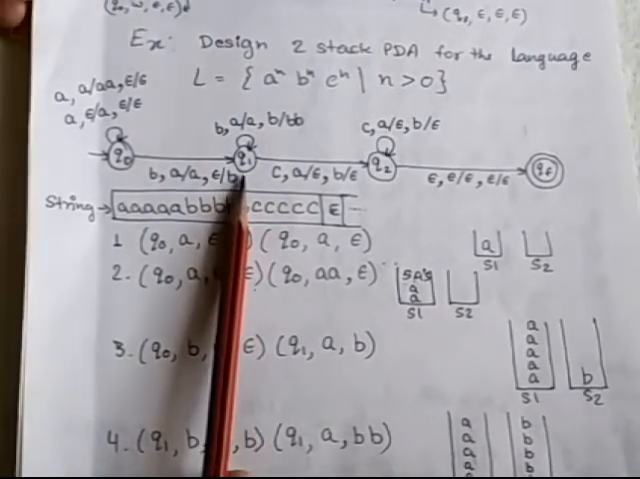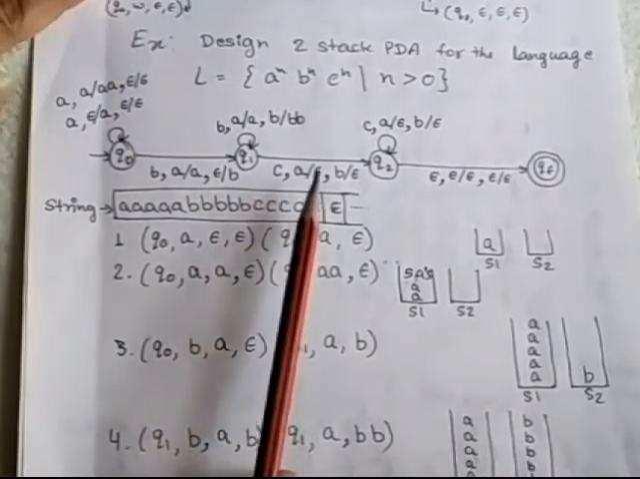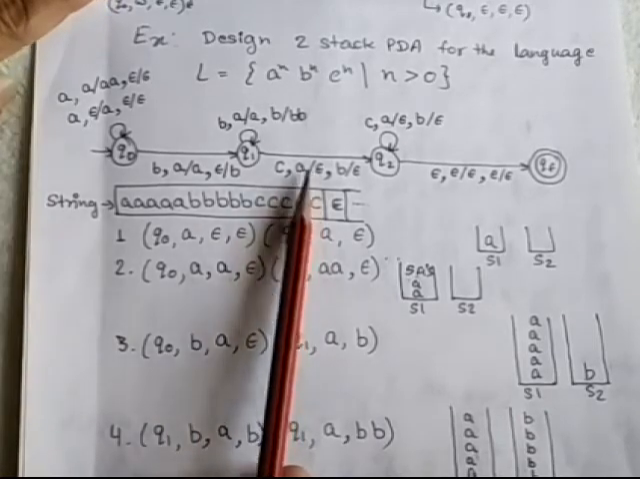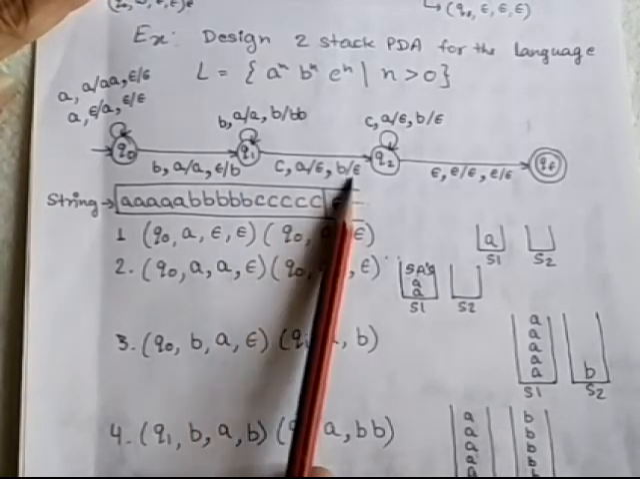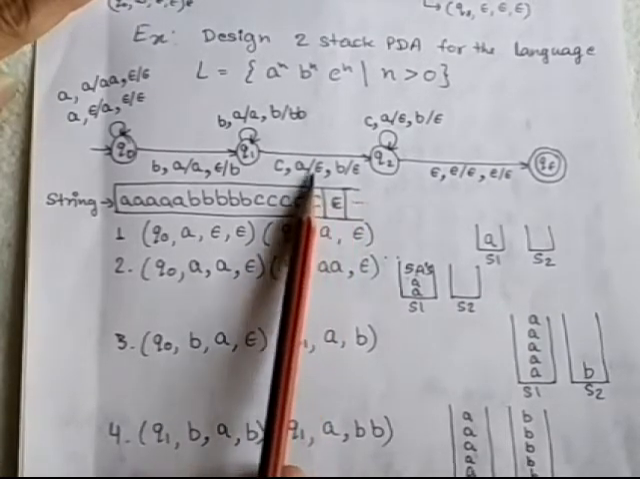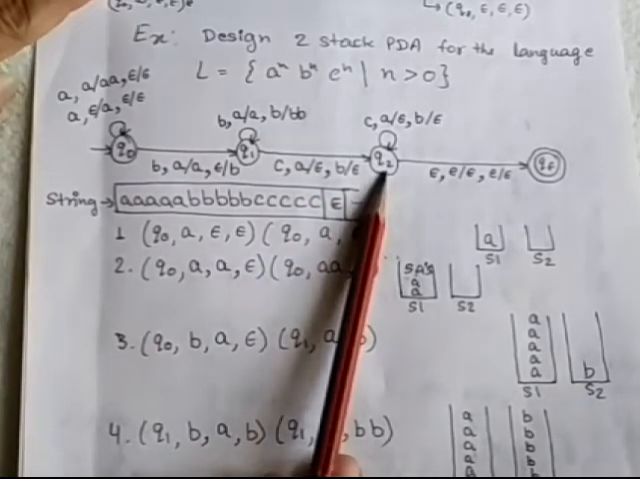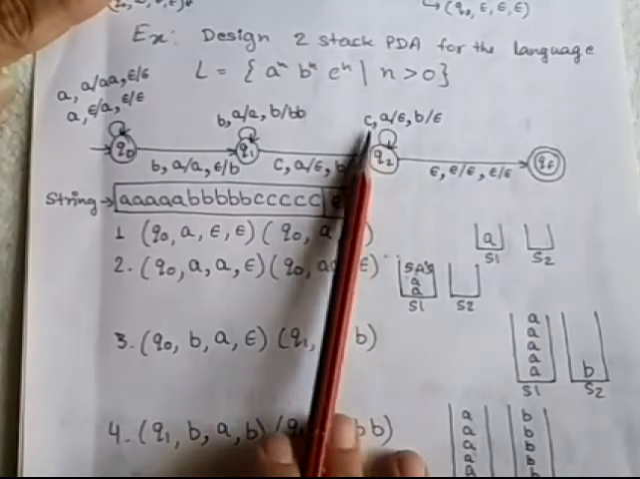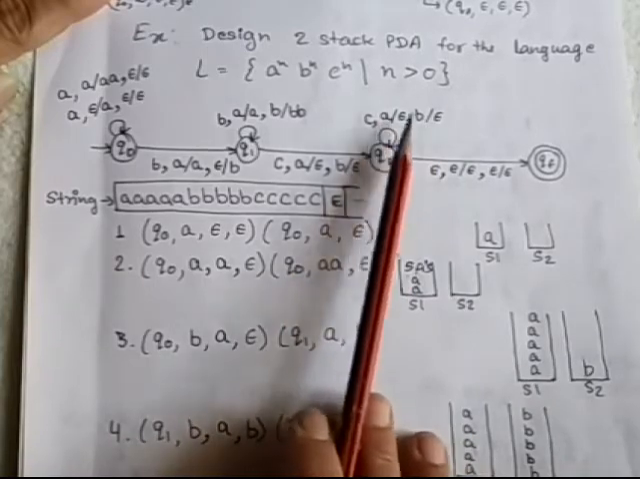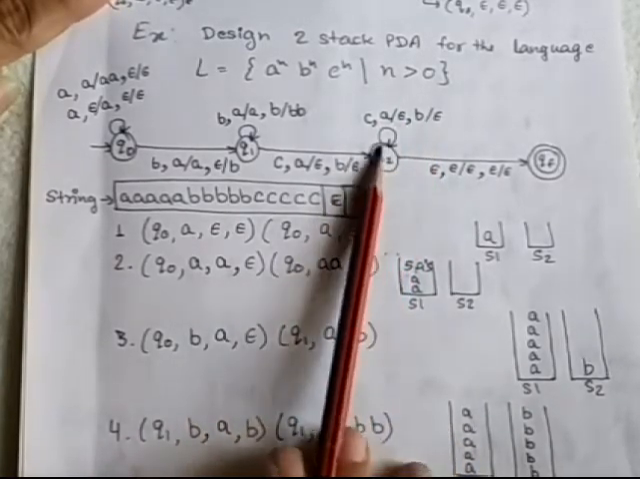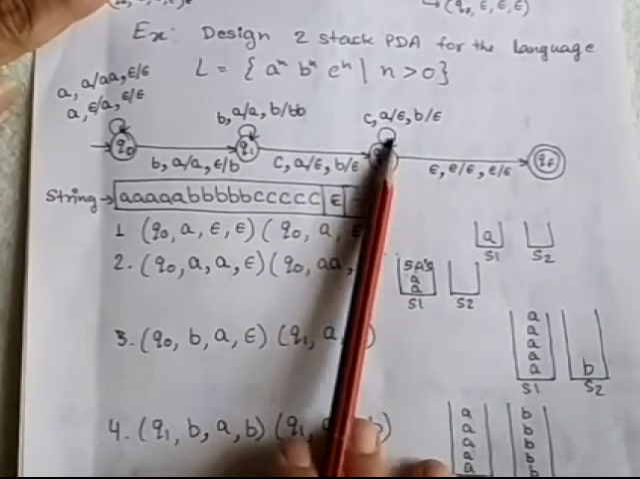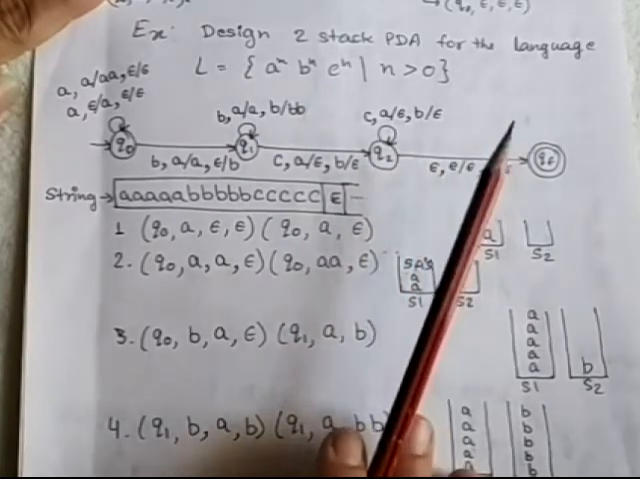At Q1, when we read C, the top of stack 1 is A and the top of stack 2 is B. Then we pop both the stacks and we go to state Q2. Now at state Q2 we read symbol C and we pop both the stacks. So at state Q2 we will read all the C's and we will pop all the A's and B's.